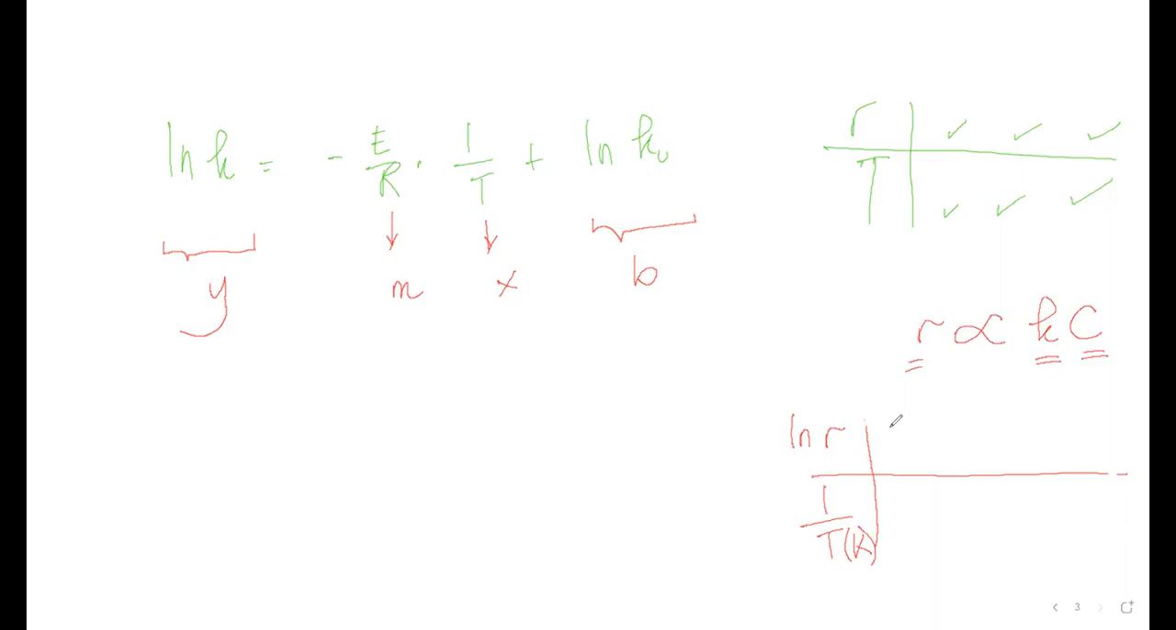The one that is provided in the problem is in Celsius. So when we use Arrhenius, your temperature should be absolute temperature. So when you have that, you have this data. What do you do next?